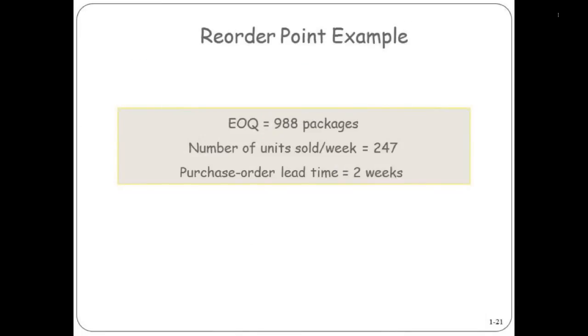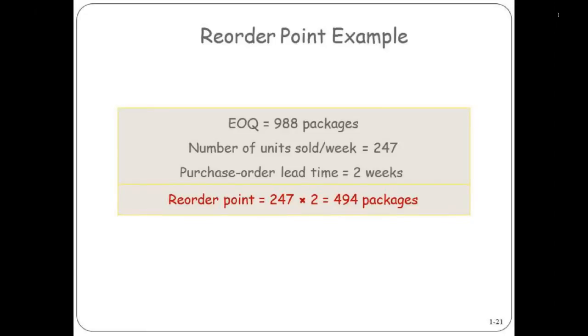So we know our economic order quantity is 988. We know we sell 247 units per week. And we know that we have a 2-week lead time. So the reorder point is when we're down to 494 packages in this simple case. That will be enough to get us through those 2 weeks of lead time and then reorder and get ready to go. So if you had an automated point of sale system, as soon as you got to this point right here, you would trigger an order to your vendor.